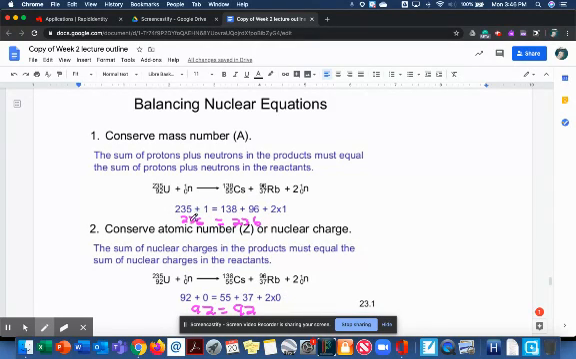And so the fact that these two numbers are conserved allows us to predict what's missing in a nuclear equation should something be left off. Because if we know that the mass number and the atomic number are conserved, then we can figure out the missing mass number and the missing atomic number, and then we can figure out what exactly the particle is that's missing.